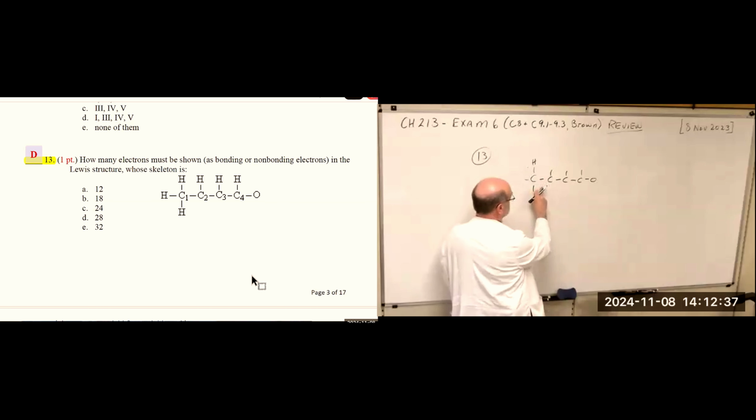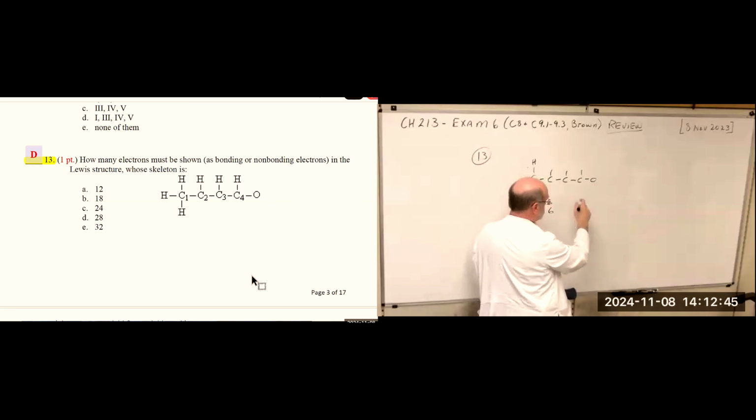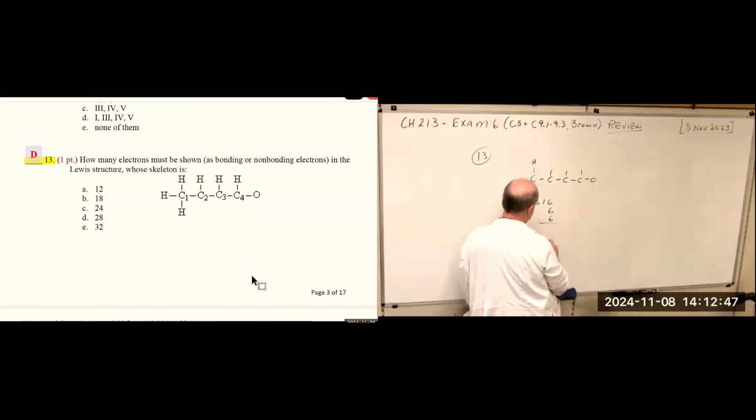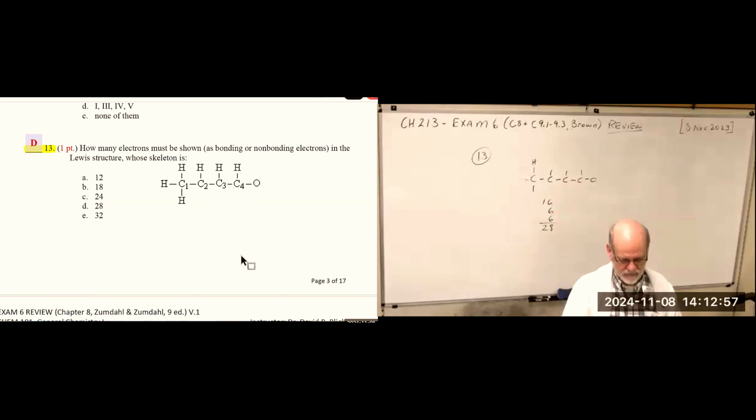How many electrons must be in the Lewis structure? Well, carbon has 4. 1, 2, 3, 4, that's 16. 1, 2, 3, 4, 5, 6 for the hydrogens and 6 for the oxygen. So that's 28 electrons. That was easy.